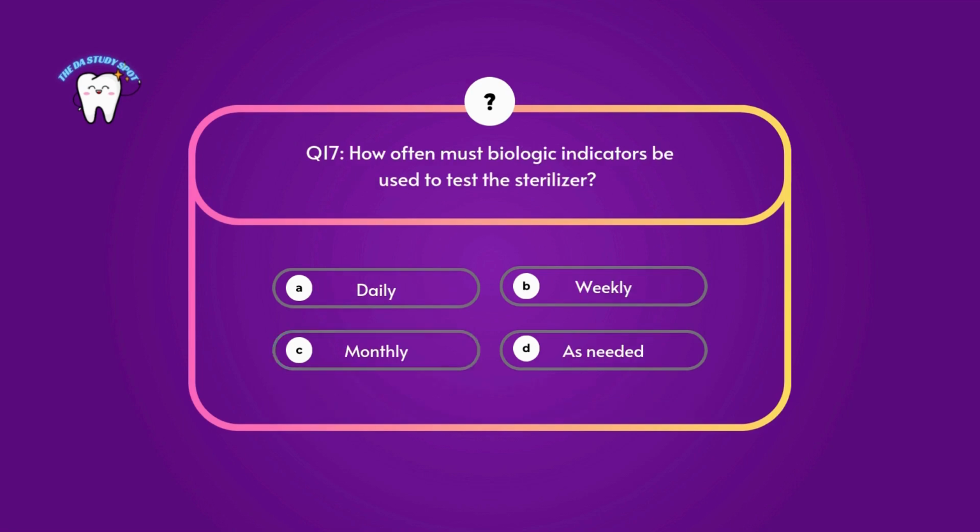Question 17. How often must biologic indicators be used to test the sterilizer? A. Daily. B. Weekly. C. Monthly. D. As needed.